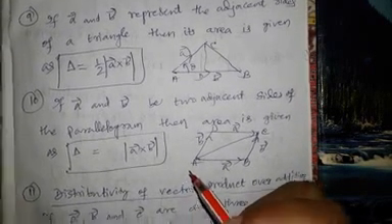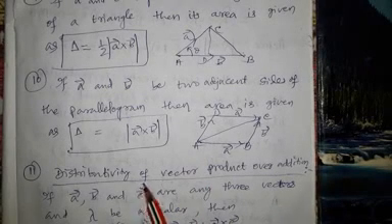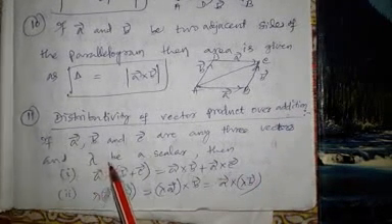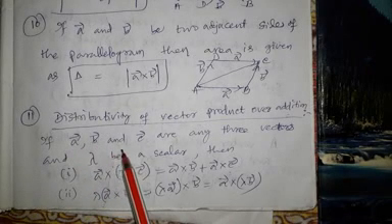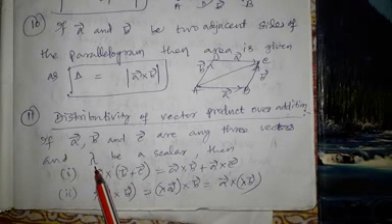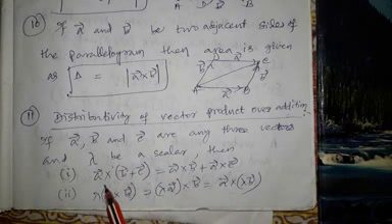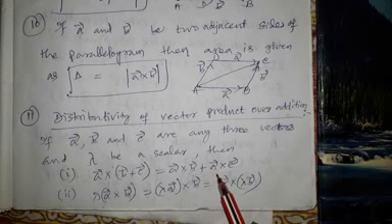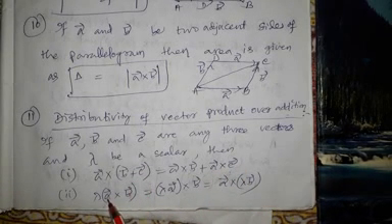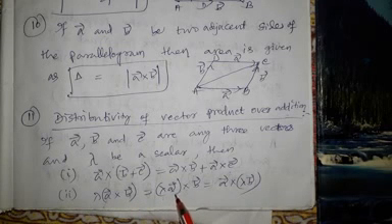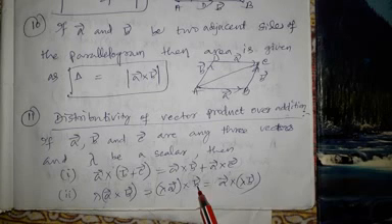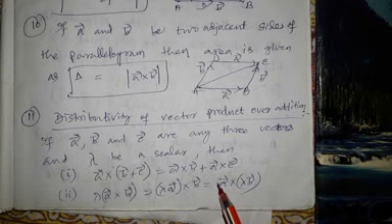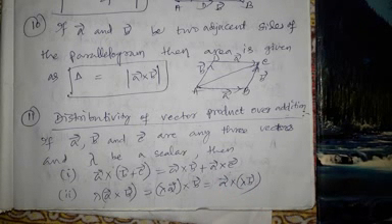Now distributivity of a vector product over addition. If A vector, B vector and C vector are any three vectors and lambda be scalar, then A cross B plus C vector is equal to A cross B vector plus A cross C vector. Now lambda A cross B is equal to A cross lambda B vector. This is the distributive law for addition.